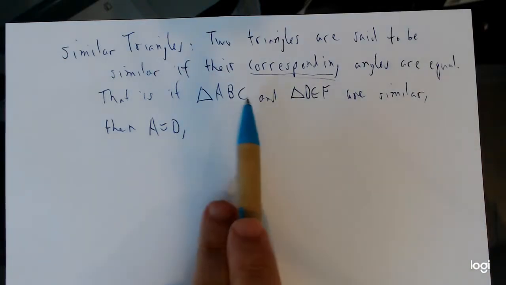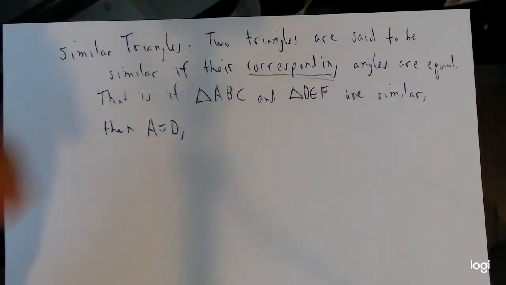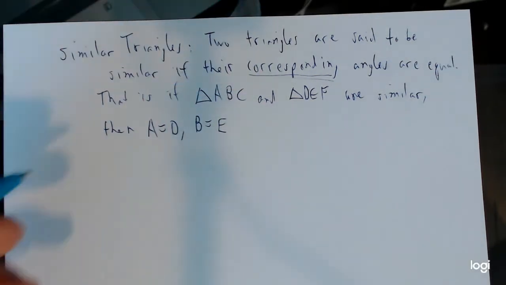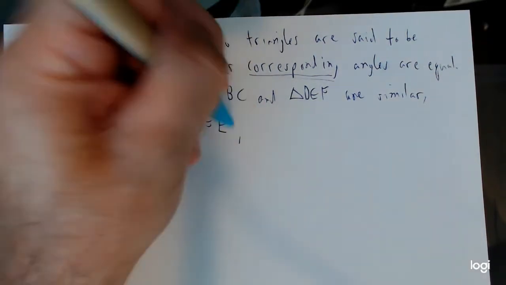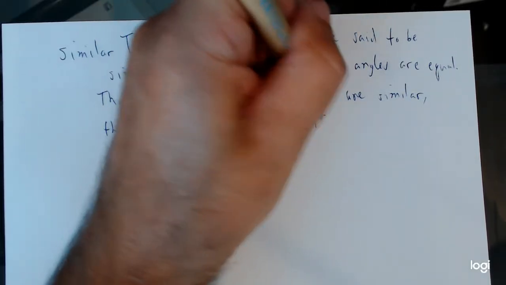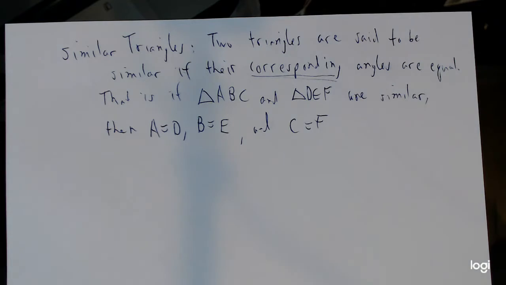Then what angle comes next? Angle B and angle E. Angle B has to be equal to angle E. And what else? Angle C has to equal angle F. So the order is what matters.